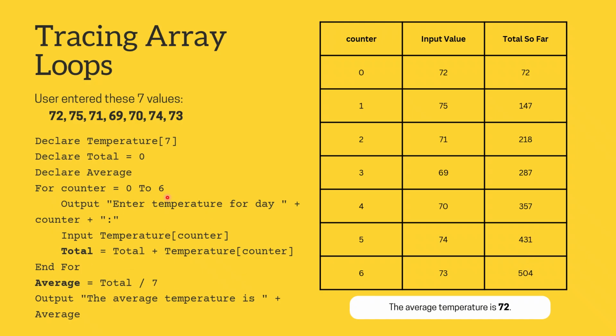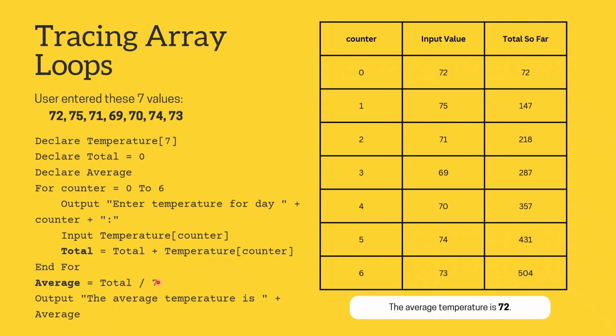So that's what happens with this loop. I want you to see how it's traced. For each counter, every time we have an input, they give us an input, and then in this line here, we're adding whatever input they gave us to the existing total. This is the existing total until we get all the way down here to 504, and that's the total once we get out of the loop.